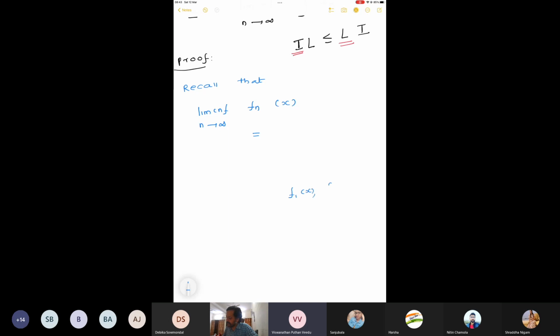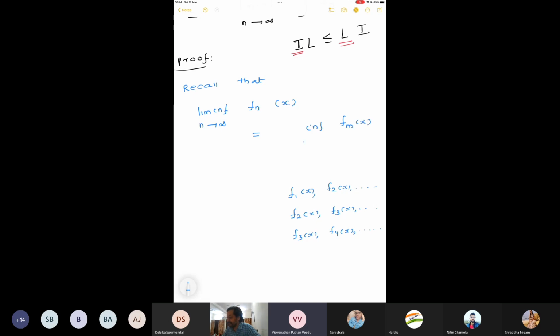I consider the sequence f1(x), f2(x), etc. In the next stage, I consider the sequence f2(x), f3(x), etc. And next stage f3(x), f4(x), etc., and so on. So I am considering the sequence from a stage onwards. And then take the infimum of this.